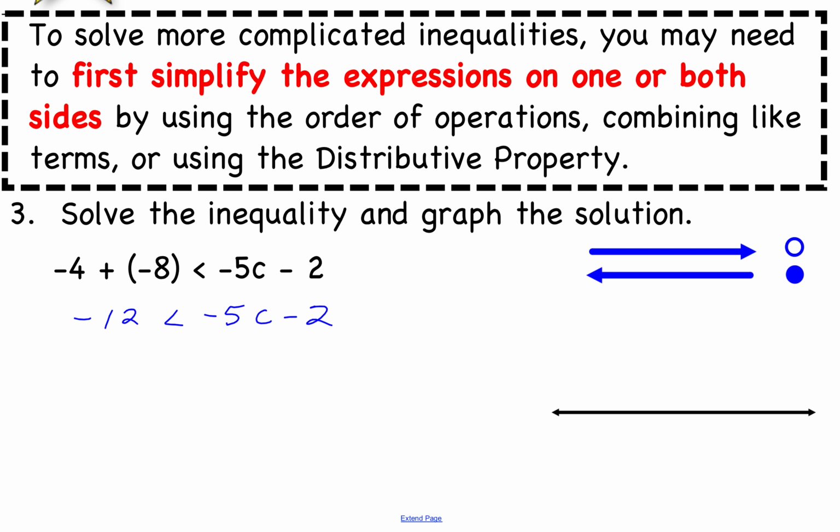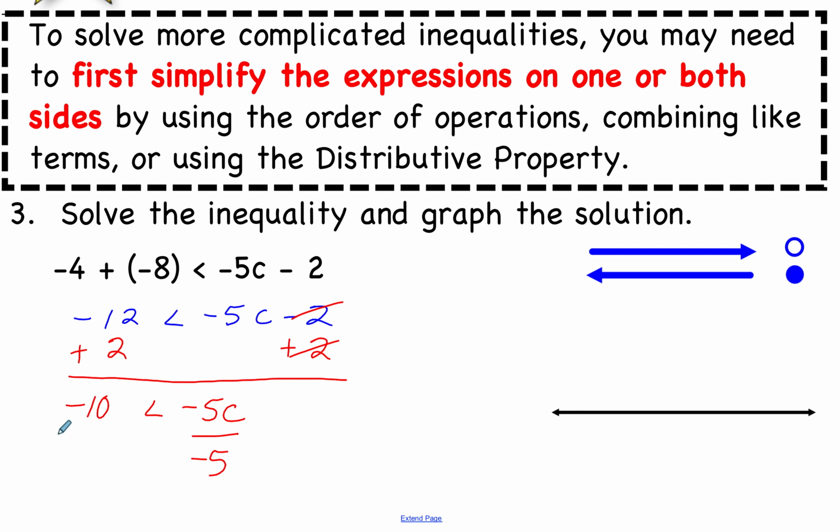Now we just need to use our opposite order of operations. So remember, I want to get the c by itself, so I'm going to add 2 to both sides. When I do that, here's what's left. I have negative 10 is less than negative 5c. These added to 0, so they're gone. Negative 5 is being multiplied by c, so I want to do the opposite and divide by negative 5.